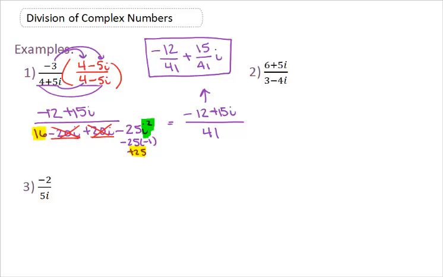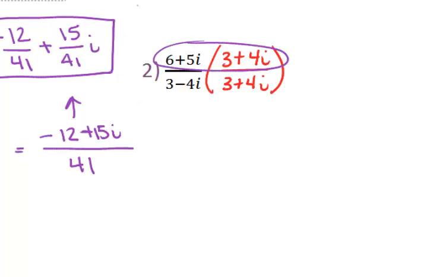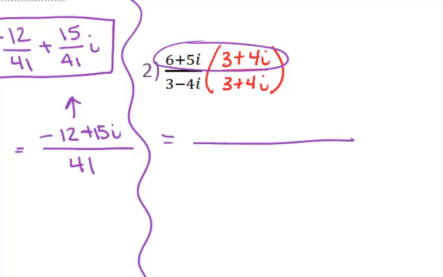Example 2, I suggest that you pause it, try and do this one on your own. It's going to start the same way as it did last time. We multiply by the conjugate of the denominator, which in this problem is 3 plus 4i. If we do it in one place, we have to do it in the second because it has to balance itself out. So in the numerator, I have a 2 by 2. I must FOIL. So first, 6 times 3 gives me 18. Outside, 6 times 4i gives me a 24i. Inside, 5i times 3 gives me a 15i. And last, 5i times 4i gives me a 20i squared. I'll come back and I'll simplify that in a moment.